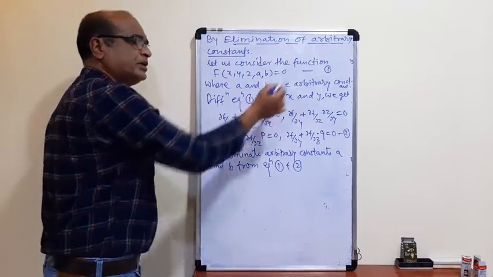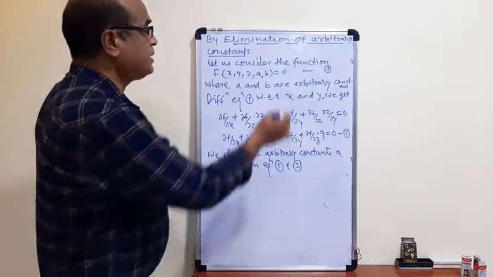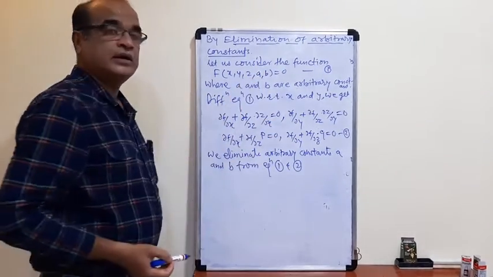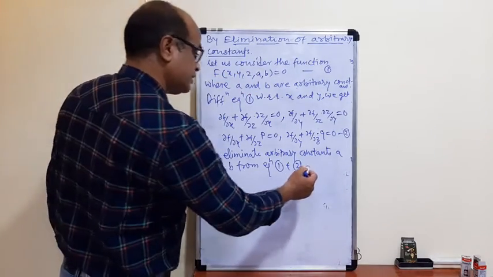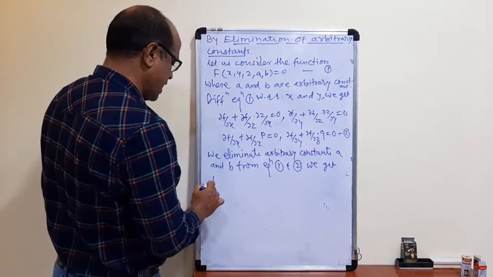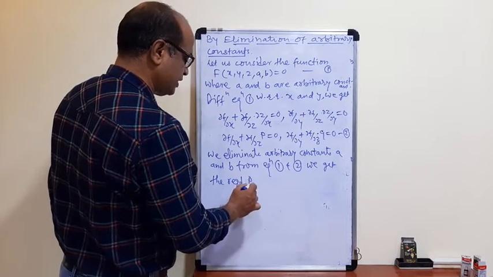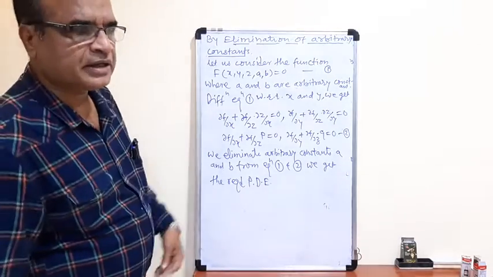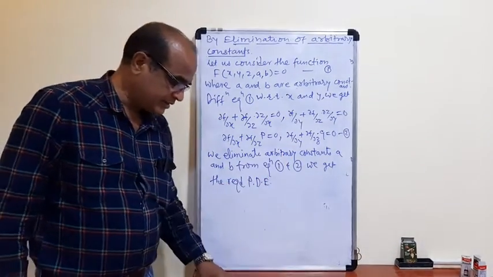So this is equation number 1 and this is equation number 2. By using those two equations, we eliminate the arbitrary constants a and b. We get the required partial differential equation. So this is the formation of partial differential equation by eliminating arbitrary constants.